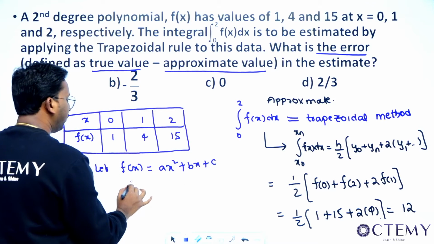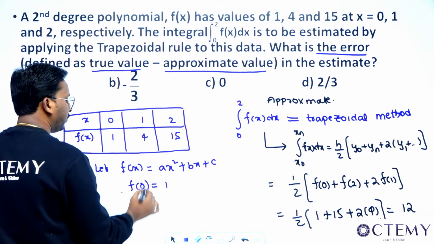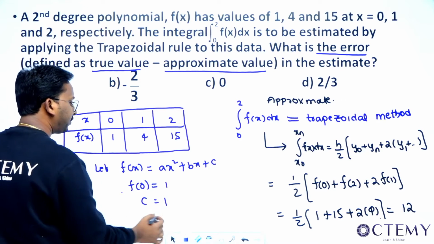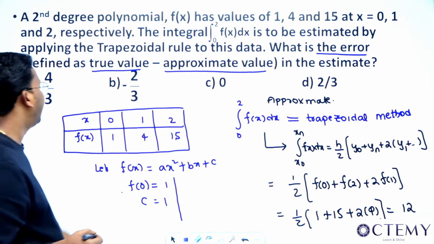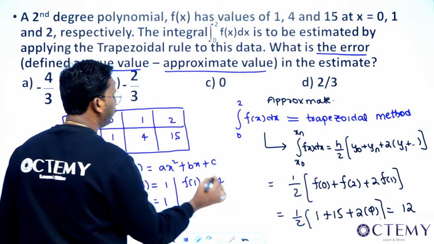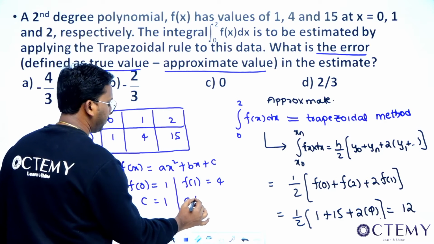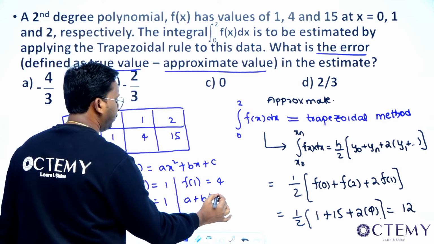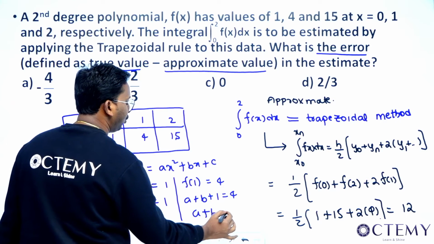What is the information we know? We know that f of 0 is equal to 1, so c is equal to 1. Very good. Similarly, we know f of 1 is equal to 4. When you put x equal to 1, you will get 4. That means a plus b plus 1 is equal to 4, that means a plus b is equal to 3.